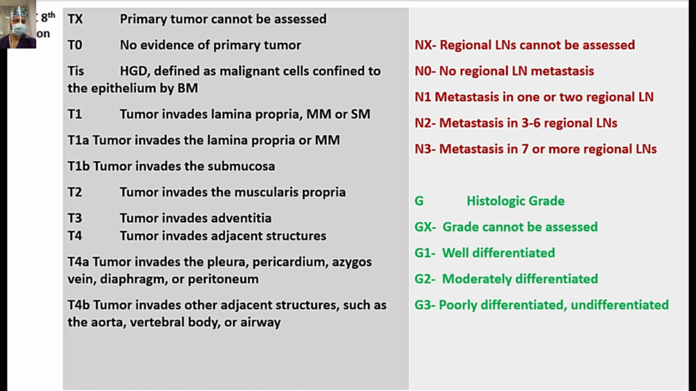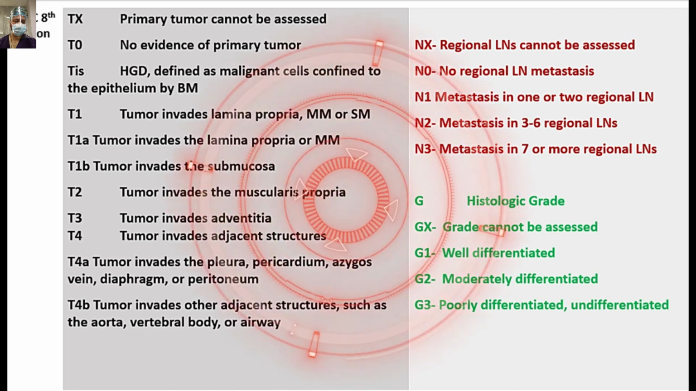T2 is tumor invades the muscularis propria. Muscularis propria invasion is T2 in tumors of all the organs except for the gallbladder, in which muscularis mucosa involvement and muscularis propria involvement are T1b, because there is no submucosa. T3 is tumor invades adventitia. T4 is tumor invades adjacent structures.